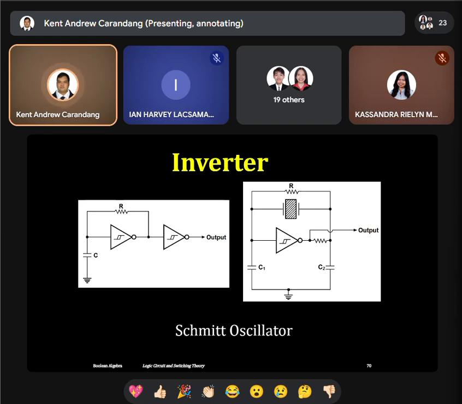What is the use of this Schmitt oscillator? It is widely used in digital electronics and timing circuits because it provides stable switching and noise immunity. Remember that we have here the components. It is called a Schmitt oscillator if we have an RC network, resistance and capacitance, and its inverter equivalent.